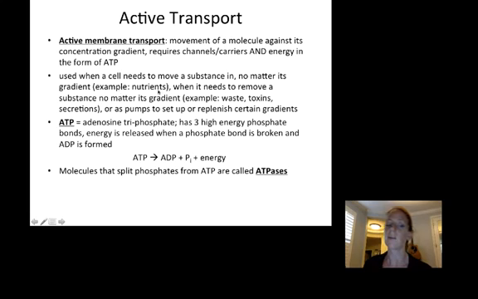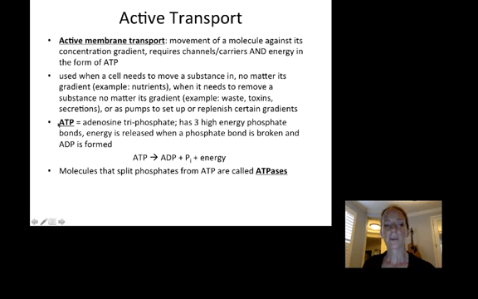So for example, we need nutrients in the cell even if we already have a high number of nutrients in a cell. We need to remove wastes, even if we have a high buildup of waste in the cell. Actually, especially if we have a high buildup of waste in cells, we need to pump that waste out of the cell. So we need these pumps, which use ATP, to bring substances in and remove them. We can also use pumps to set up or replenish gradients.